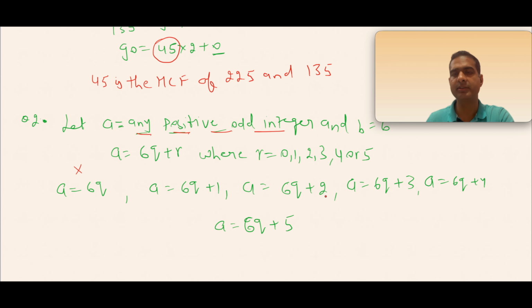6q is even and 2 is also even. The sum of two even numbers is even. So in this case a is even. 6q plus 4, again both are even, so their sum will be even. So these cannot be the possible values of a, because a is odd. So we can write that a is an odd positive integer.